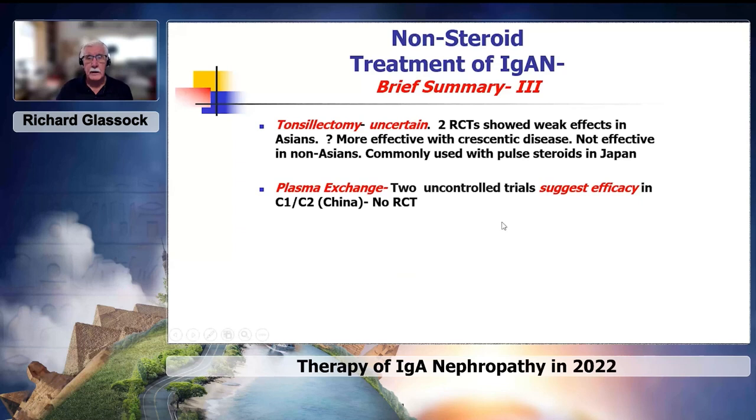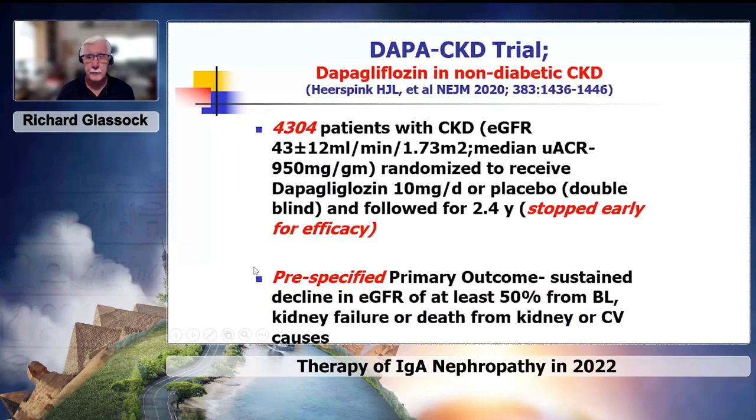Tonsillectomy is very uncertain. Two randomized controlled trials have shown only weak effects, exclusively in Asians. It might be more effective with crescentic disease. It's quite commonly used with pulse steroids in Japan, but nowhere else in the world. Plasma exchange in patients with rapidly progressive glomerulonephritis has been used in two uncontrolled trials, both from Asia, suggesting efficacy in C1 and C2, but there are no randomized controlled trials.